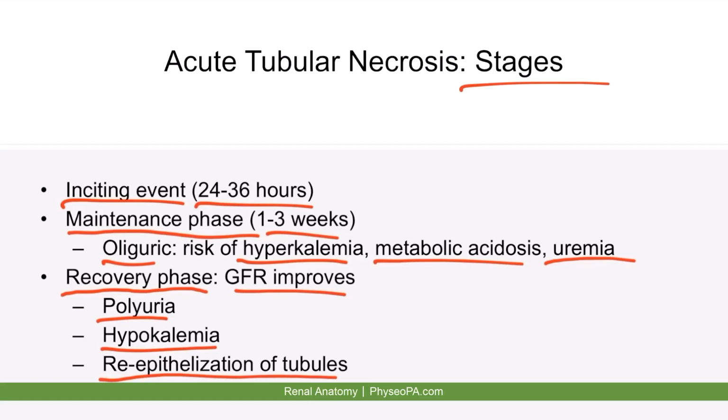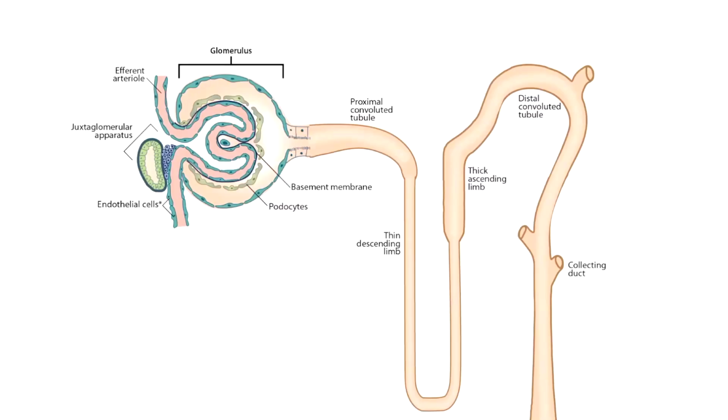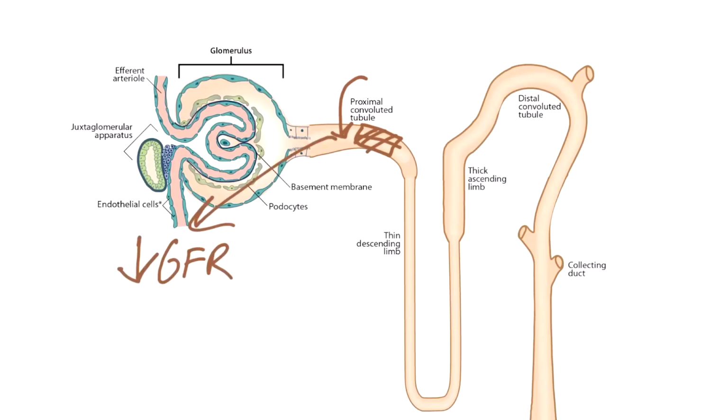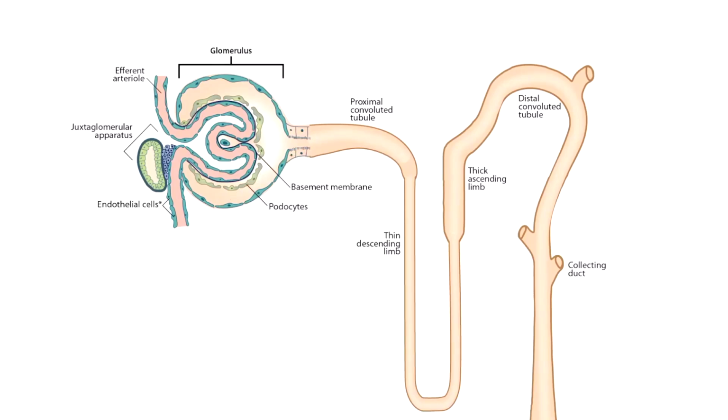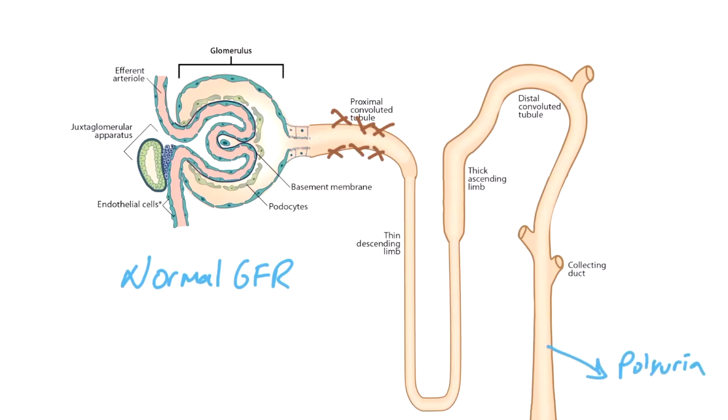But I want to quickly make sense of the fact that GFR is improving, but the patients still experience polyuria and hypokalemia. Going back to this image, remember that the tubule cells will die and they'll slough off into the lumen. And when they do, they're going to form casts. That causes obstruction and decreased GFR. But in the recovery phase, these casts aren't there to obstruct anymore. So the patients can get a normal GFR, but the tubules still aren't working. So there's just lots of waste, so polyuria, and excess loss of potassium, so hypokalemia.